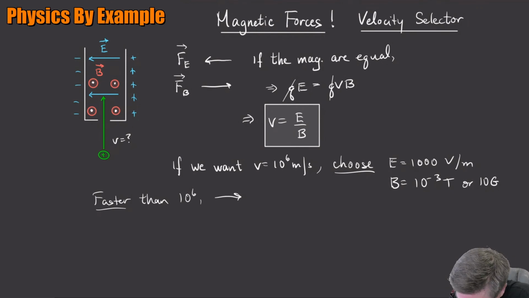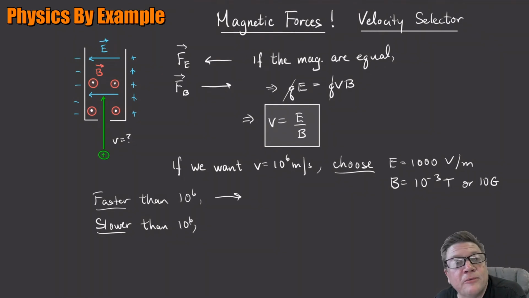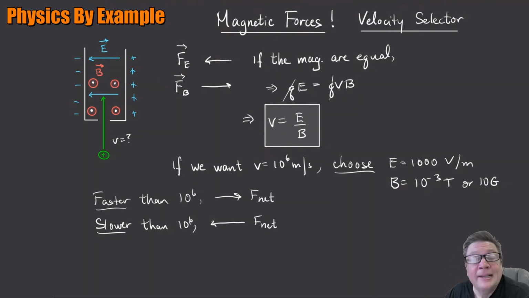Slower than 10 to the 6th, the electric force wins because the magnetic force is now smaller than the electric force, and so the net force is that way. So only for that exact speed do they go through undeflected. If you make just a really long pipe, then you can ensure that whatever comes out the end has that exact speed. This is something you'll come into contact with as you analyze more devices. It's commonly used.